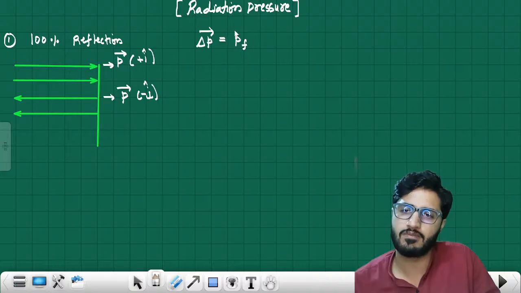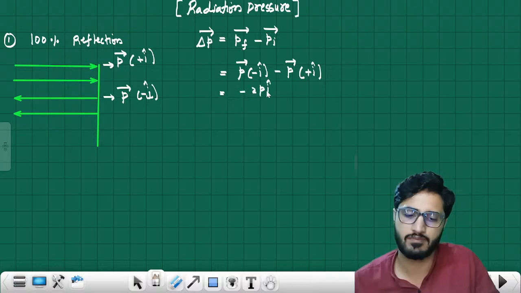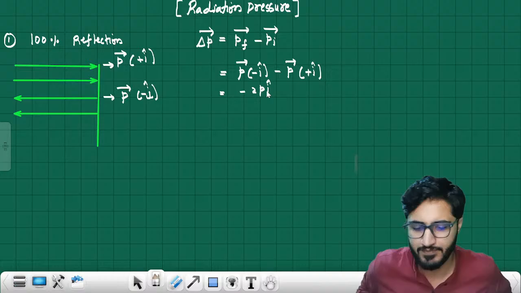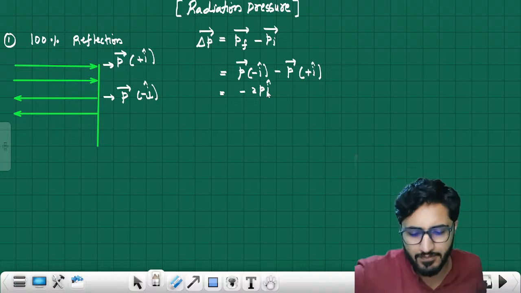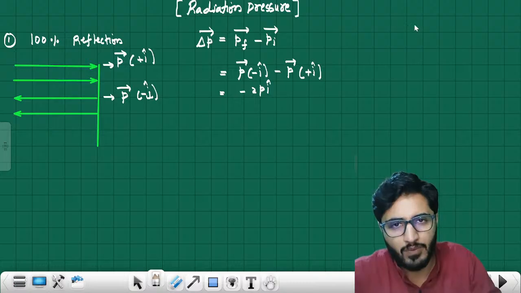momentum final minus momentum initial. Momentum final means it is P minus I cap, minus P plus I cap, which is equal to minus 2p I cap. Done? Minus 2p I cap. Done now. But what is p here?